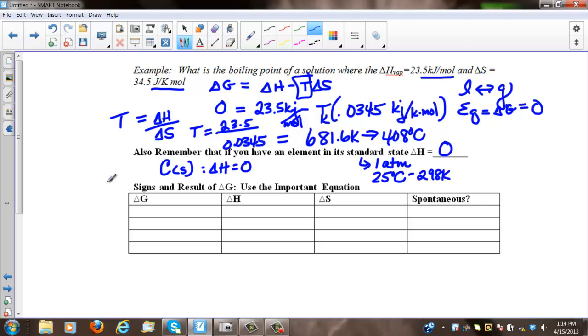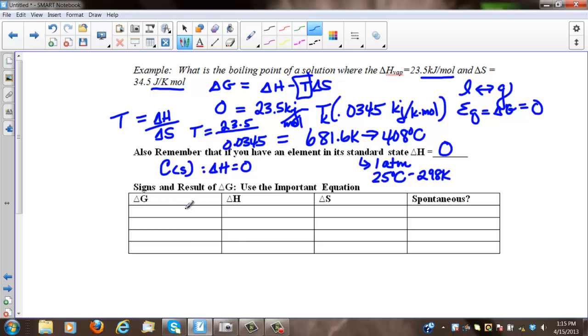Some students think that they can't solve a problem because they're given other delta H or delta S values, but they don't have one for O2. Well, oxygen is a gas in its standard state, therefore it would be 0.